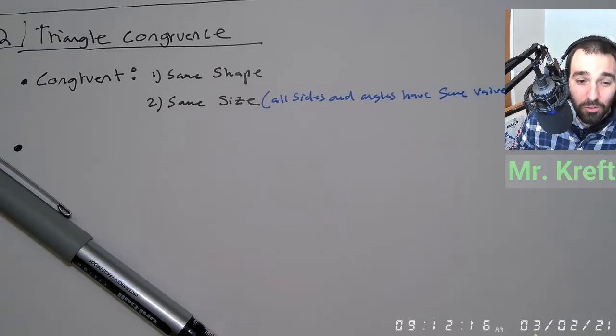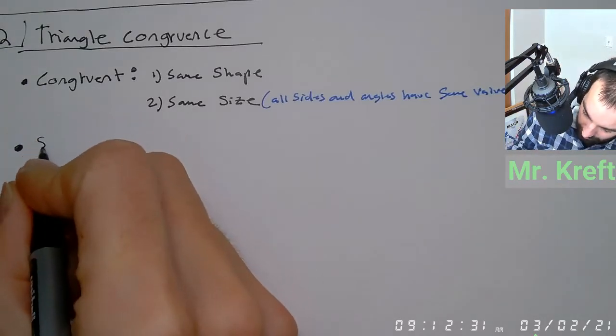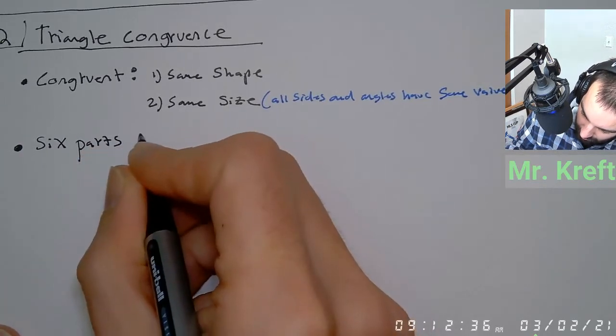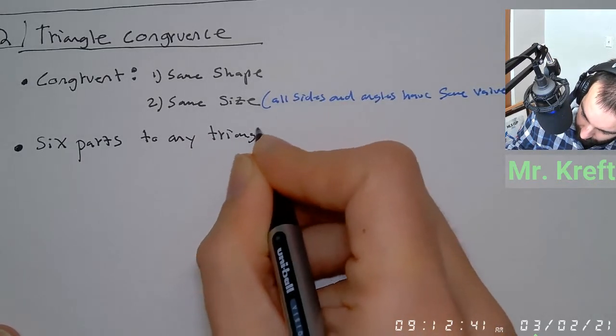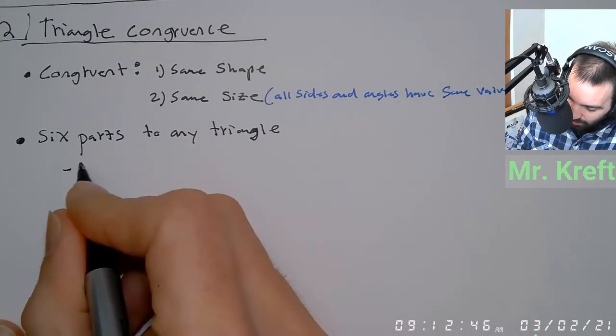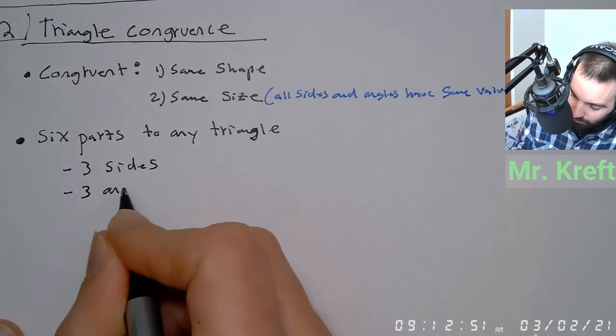Okay. All right. So if there's 3 angles and 3 sides, and I think this is what the person was getting to earlier, how many parts are there in a triangle then? If there's 3 angles and 3 sides. There we go. So there are 6 parts to any triangle, right? There are 3 sides and there are 3 angles.